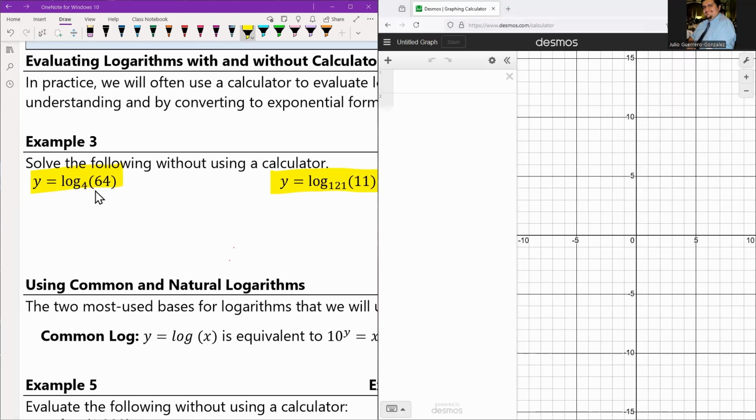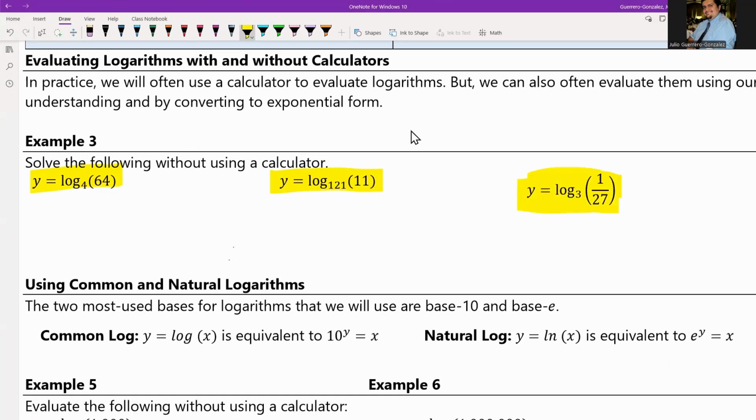Okay, so for example, this first one, log base 4 of 64. Actually, does it say? Oh, it says without using the calculator. Okay, that's cool. Change it into the exponent version. So 4 to the y is equal to 64. This to that power has to be equal to that. Got it? Okay, so 4 times 4 is 16, times another 4 is 64. So that means my y is equal to 3.